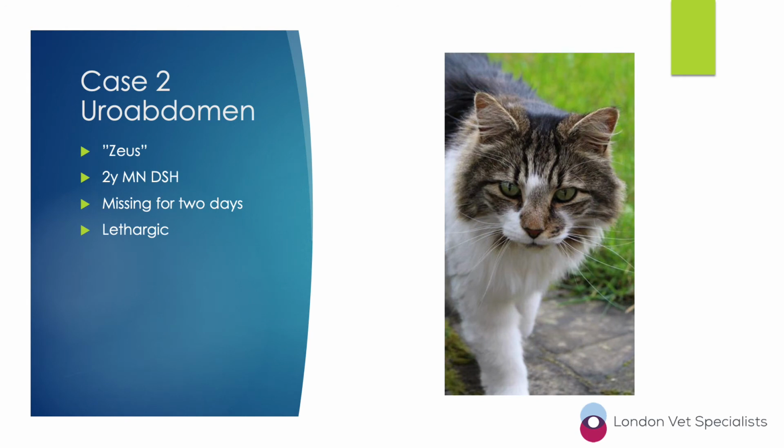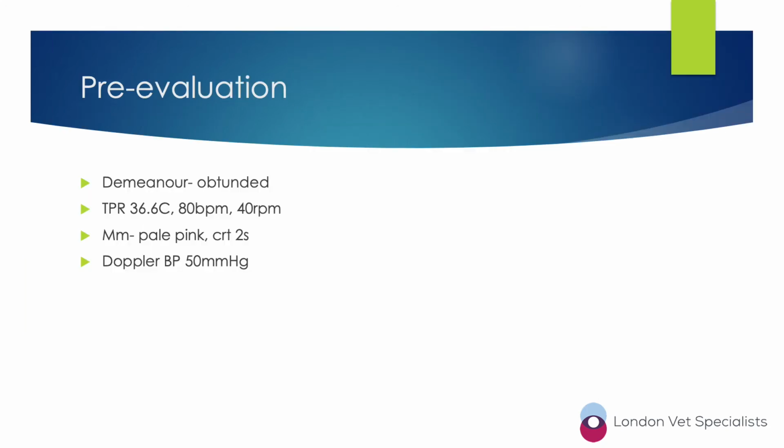So moving on to the second case of a uroabdomen, typically involving cats hit by cars. Zeus was a young, adventurous male domestic shorthair who had gone missing for 2 days, and when he returned home, he was very, very lethargic and brought to the vets.